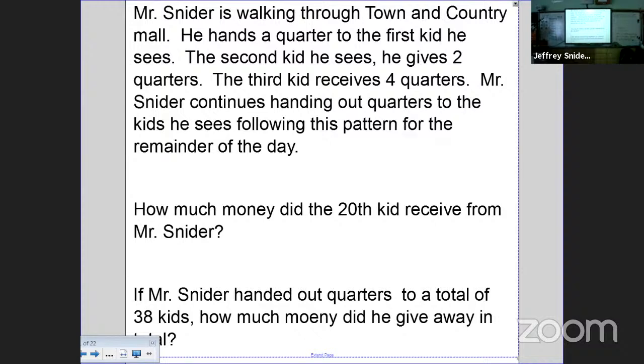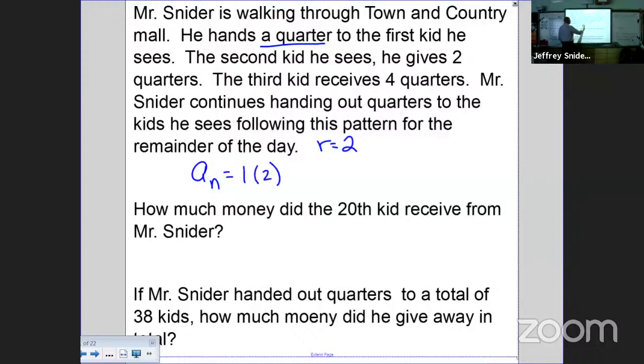All right. Arithmetic or geometric? Geometric. So this is a geometric problem. What is r in this problem? 2. All right. So let's write our rule to start. a sub n equals, what's that? 1. He hands a quarter to the first kid. Okay. So what do I want to put here? 1 times 2 raised to the n minus 1.